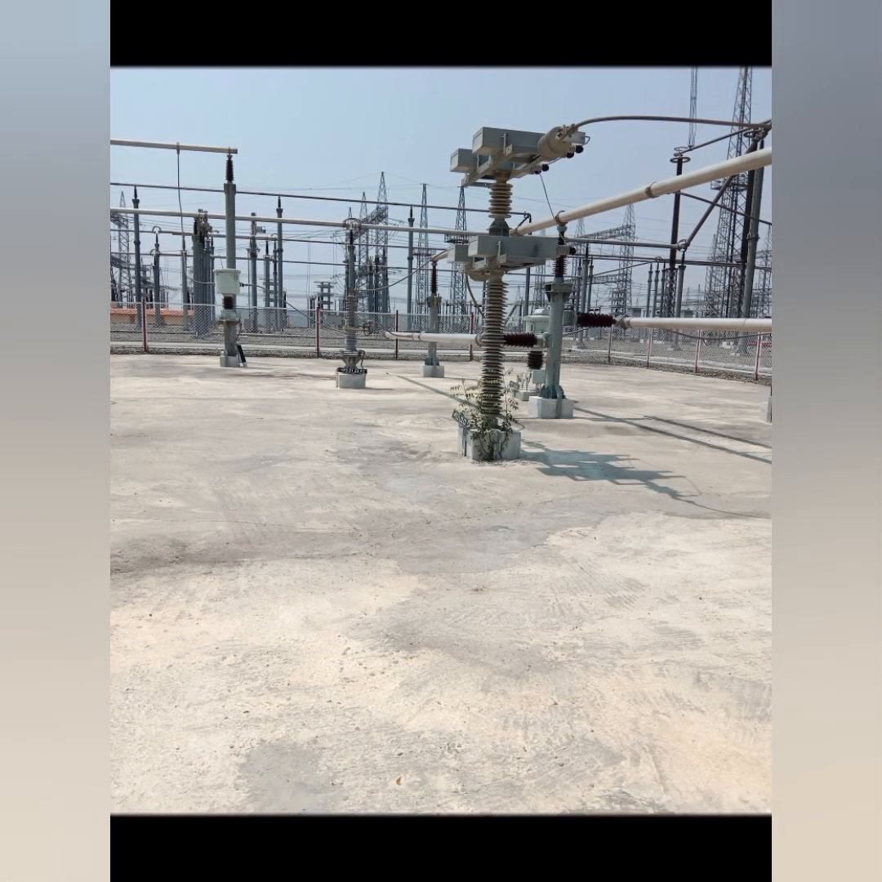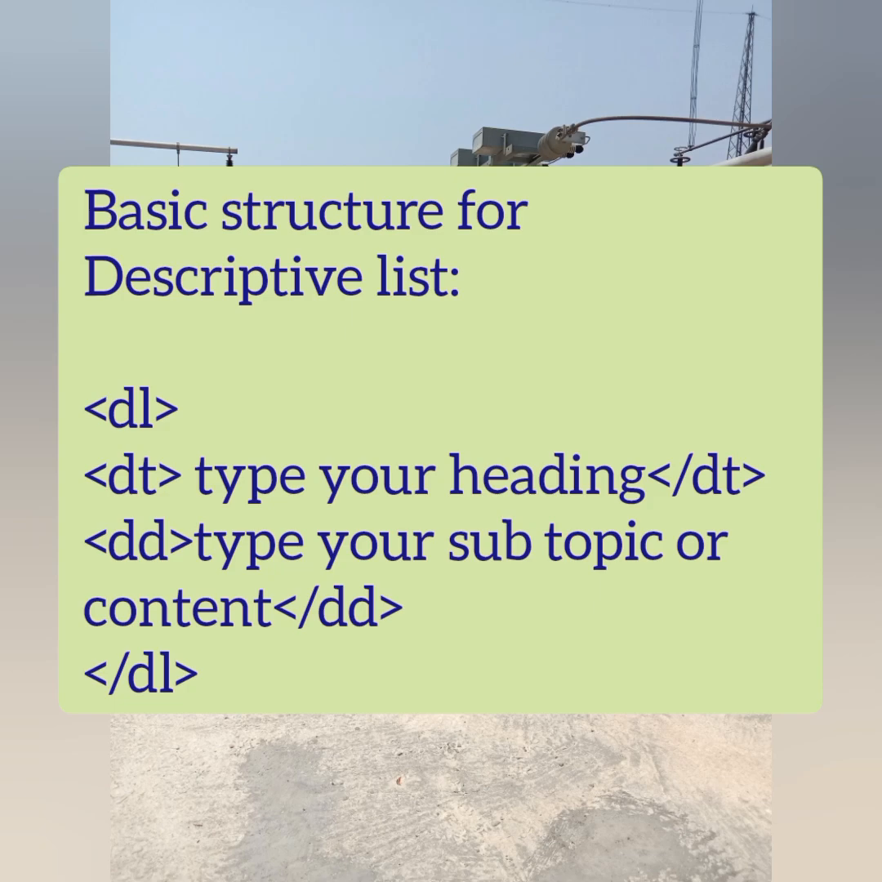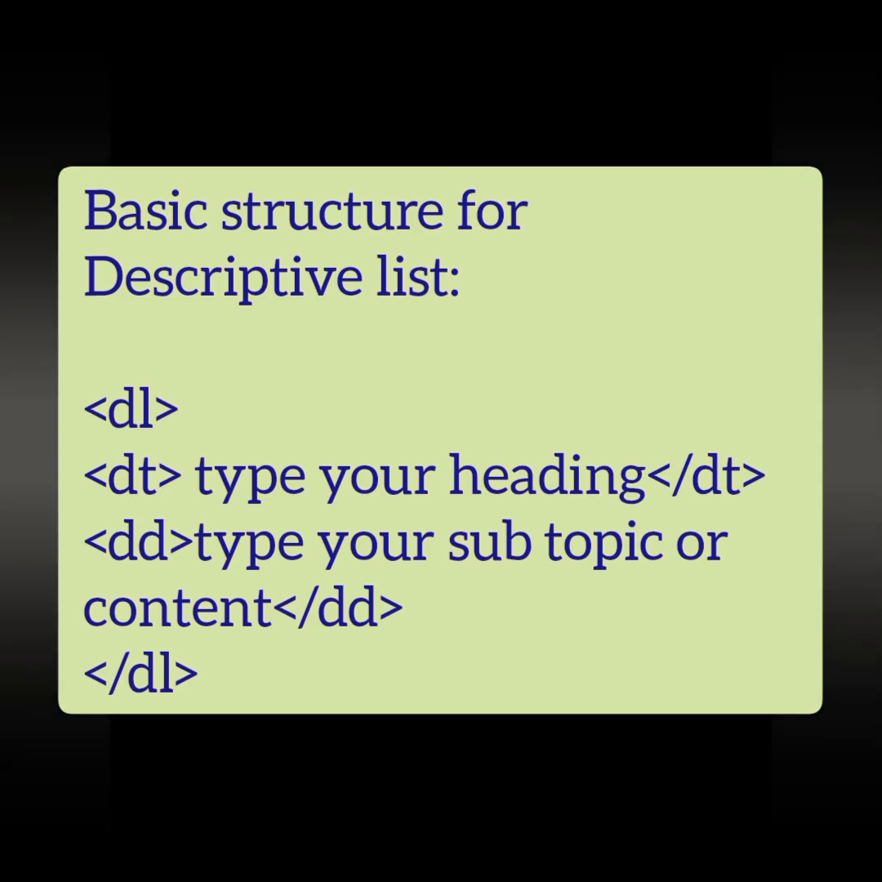So next is your descriptive list. This is the basic structure of your descriptive list. It starts with the DL as descriptive list, then DT descriptive terms, which means the heading we are going to use. Then within that descriptive term we mention the content as subtopics. Then closing those angular brackets we are opening. So this is your basic structure.